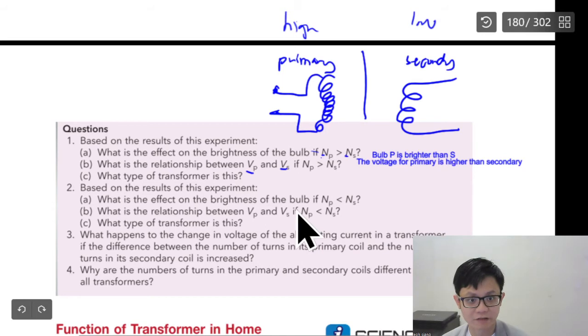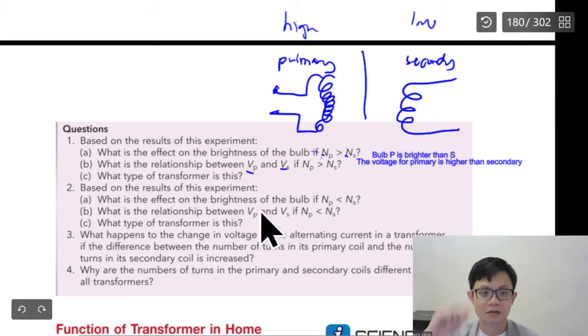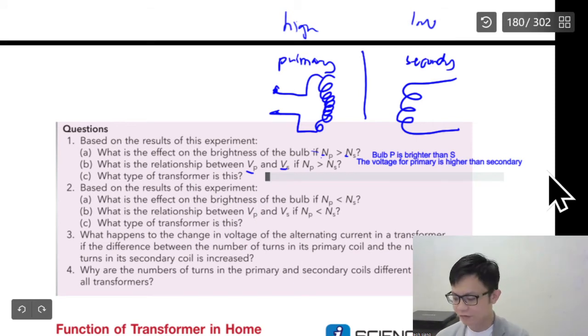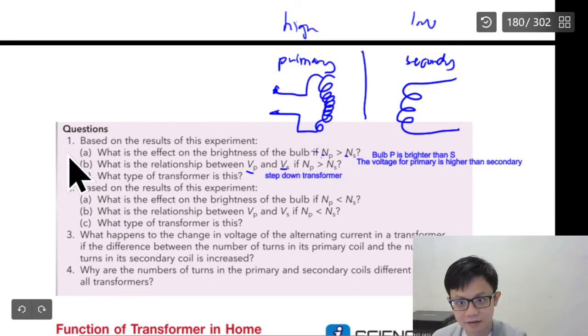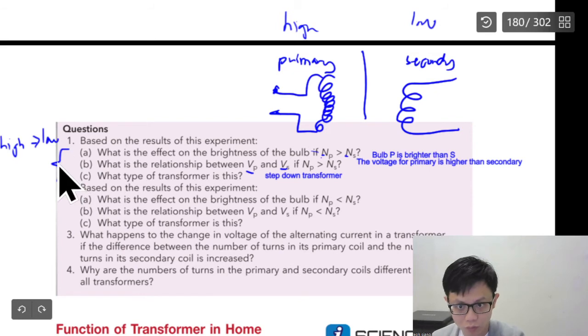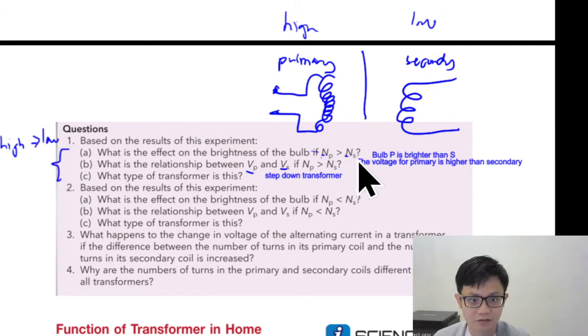What type of transformer is this? We have two types, step up or step down. The answer will be step down transformer, because it goes from high to low, correct or not? This whole question is from high to low. How do I know? Because you say the primary is more than the secondary.